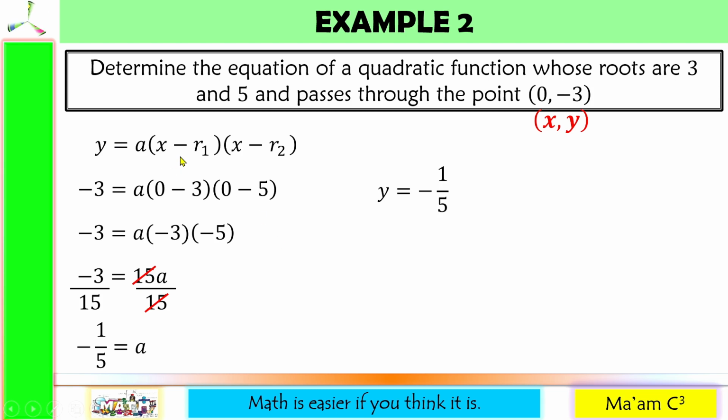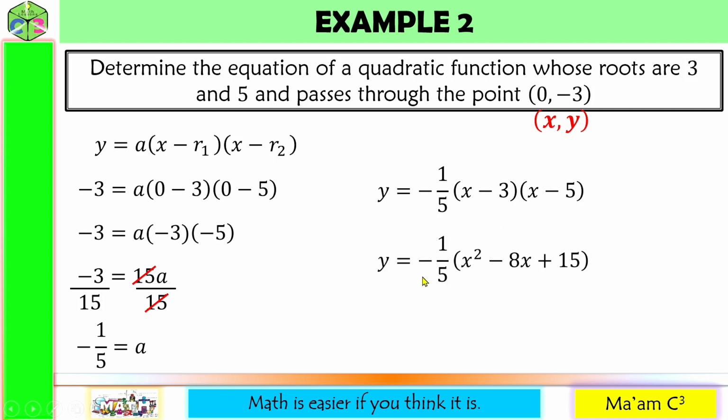And then x minus r sub 1 is x minus 3, and x minus r sub 2 is x minus 5. We already solved for this in our previous example. Now I'll distribute negative 1 over 5. This will be negative 1 over 5 of x squared.